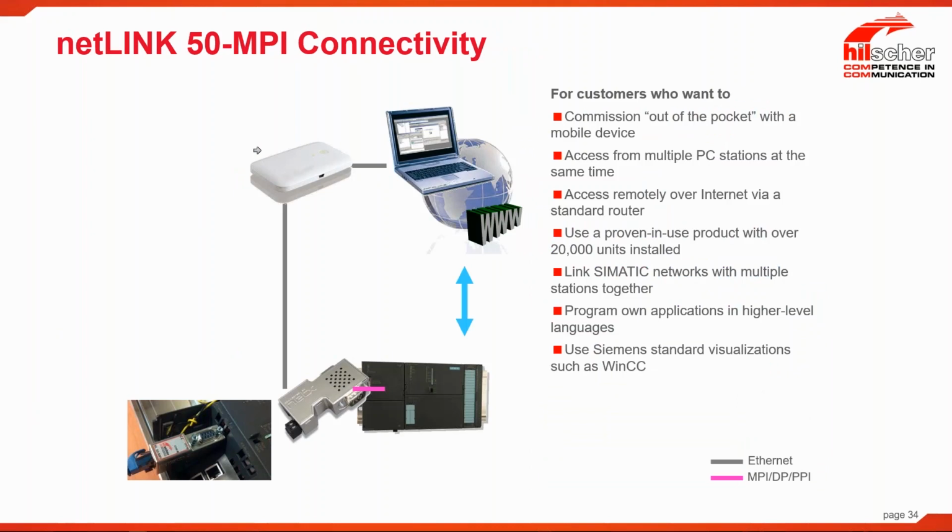Moving on, our netLINK 50 connectivity, as I mentioned before, this is a connector that is used to network older Siemens controllers that do not have Ethernet on them. Literally, you would plug it into the MPI port, as you can see there. Sometimes that MPI port has an HMI plugged into it, so we do provide a pass-through port so that you can still have your HMI plugged into the back of that connector and still use it.